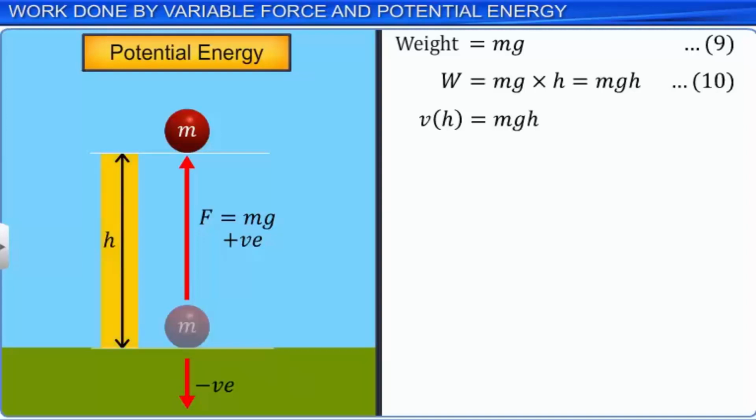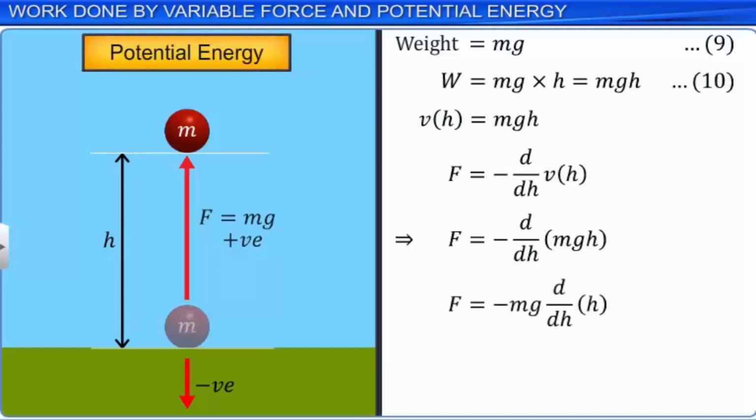If h is the variable, it can be easily shown that the gravitational force F is equal to the negative of the derivative of V of h with respect to h. Thus, F is equal to minus d by dh of V(h), equal to minus d by dh of mgh, which is equal to minus mg. Let this be equation 11. The negative sign indicates that the gravitational force is directed downwards.